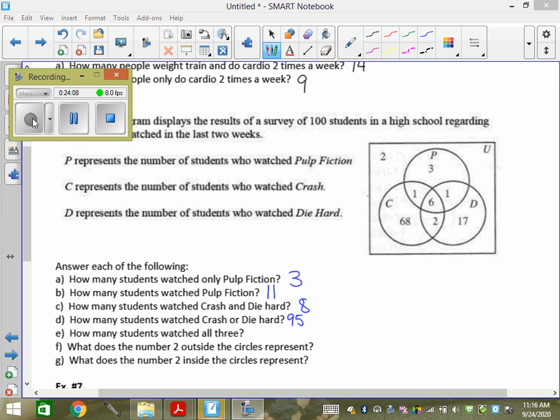How many students watched all 3? 6. Not a lot. Okay. What does the 2 outside the circles represent? So how can we write that as a set? 0 with the slash? Nope. How can we say it? The P, U, C, U, D. That's it. Stop.